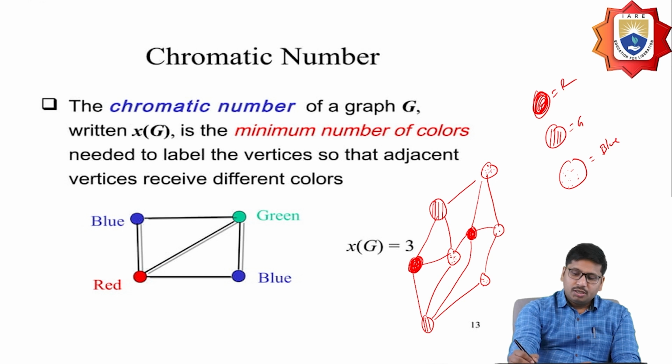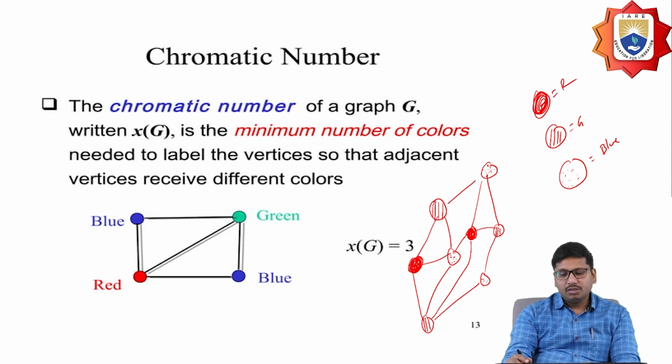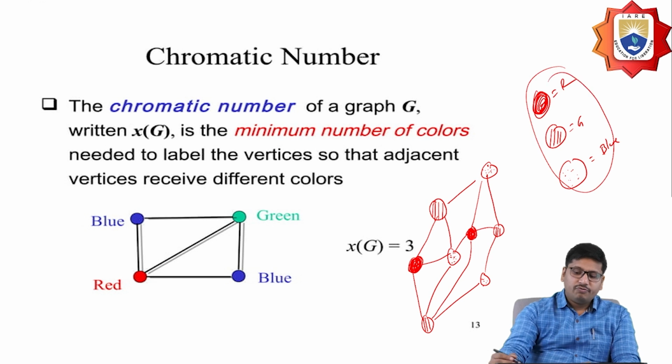So what is the another color I'm going to fill in between this? The two adjacent vertices should not have the same color. So if I fill with green, it should be okay. So that's why the minimum chromatic number for coloring the graph is 3. These three colors are sufficient to color the graph.